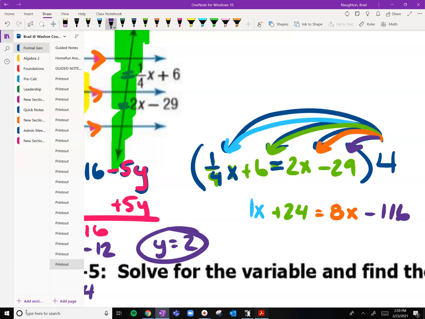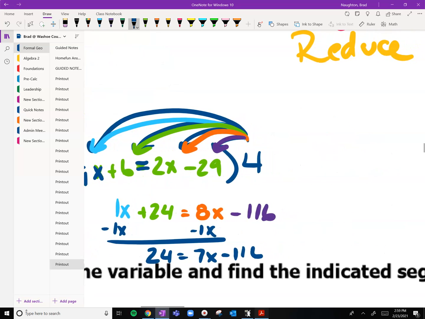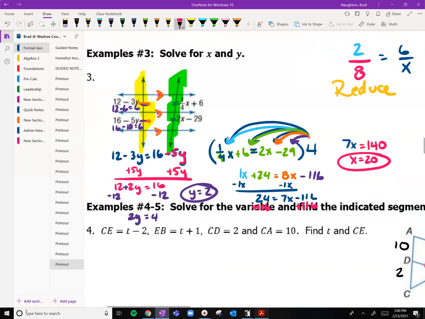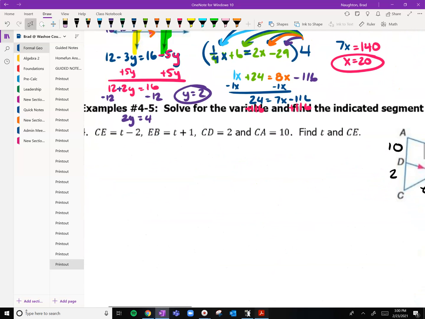All right, so let's solve. So minus 1x, minus 1x. And we get 24 is equal to 7x minus 116. So 7x, when I add 116 to both sides, is going to go ahead and give me 24 plus 116, which is 140. And so x is going to be 20. Boom, boom, boom. Cool?